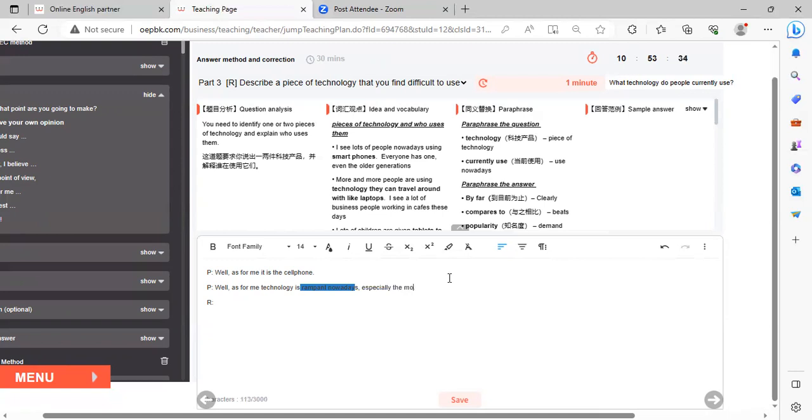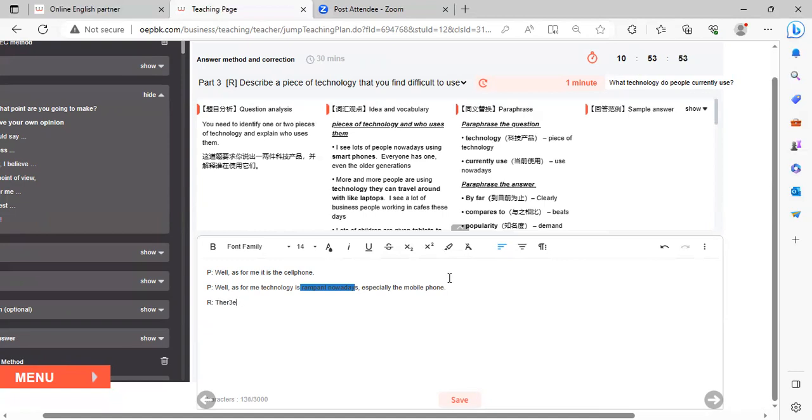Especially the mobile phone, right? Yes, ma'am. Give me a reason why, and I encourage you to give me at least two reasons. So let's start with an expression just like this.